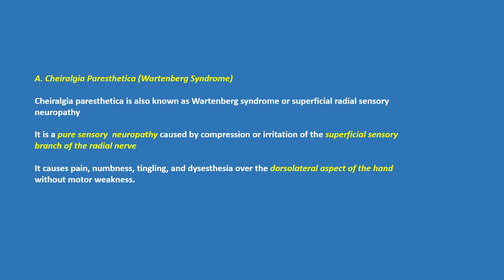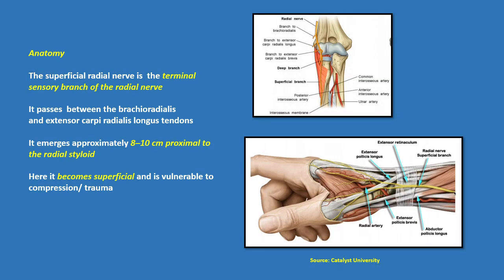It is a pure sensory neuropathy caused by compression or irritation of the superficial sensory branch of the radial nerve. It causes pain, numbness, tingling, and dysesthesia over the dorsolateral aspect of the hand without motor weakness. Anatomy: the superficial radial nerve is the terminal sensory branch of the radial nerve. It passes between the brachioradialis and extensor carpi radialis longus tendons. It emerges approximately 8 to 10 centimeters proximal to the radial styloid. Here it becomes superficial and is vulnerable to trauma.